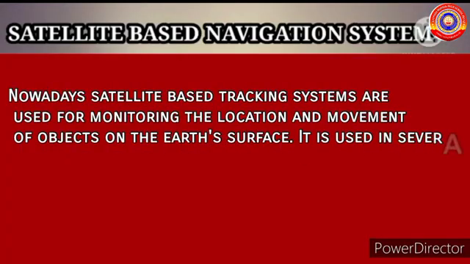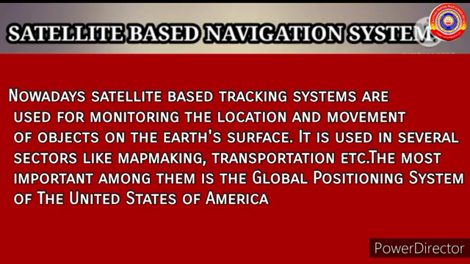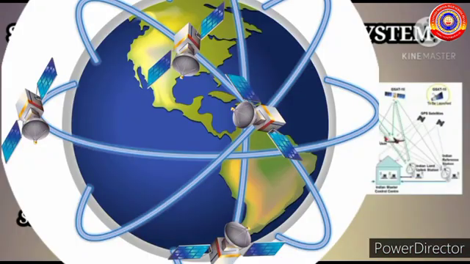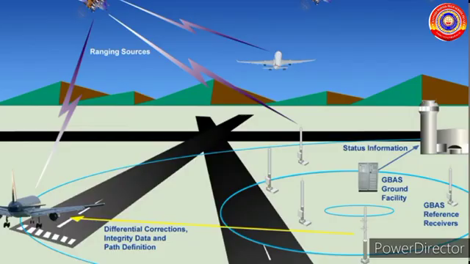Nowadays, satellite-based tracking systems are used for monitoring the location and movement of objects on the Earth's surface. It is used in several sectors like map making, transportation, etc. The most important among them is the Global Positioning System of United States of America. The global positioning system helps sensing the latitudinal and longitudinal location and elevation of objects on the earth surface along with the corresponding time.